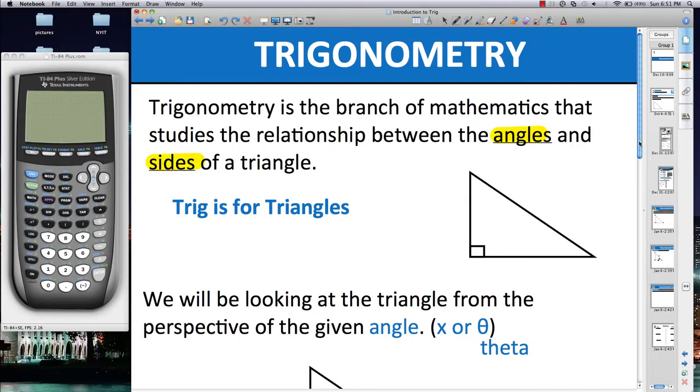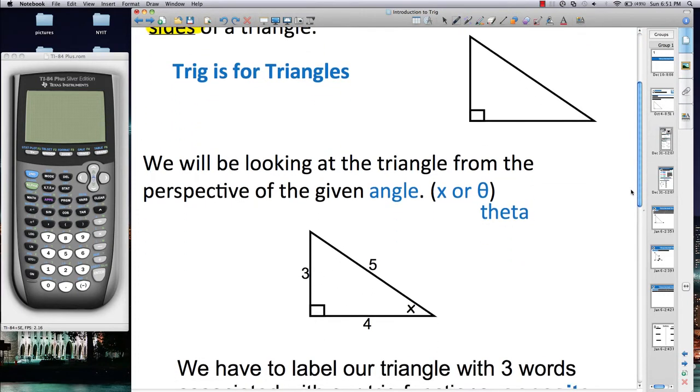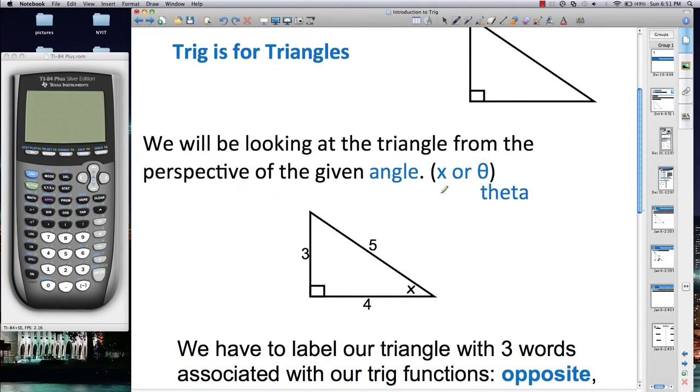And we are going to be looking at the triangle from the perspective of a given angle, and we can label that angle as x, or as this symbol here, which we call theta. That's just a Greek letter, and we see that a lot in trig. We'll use this symbol instead of representing the angle as x.